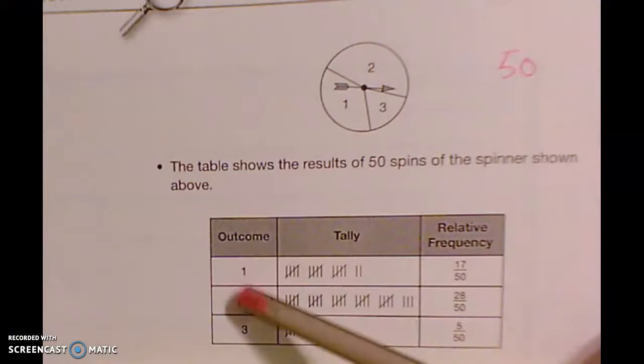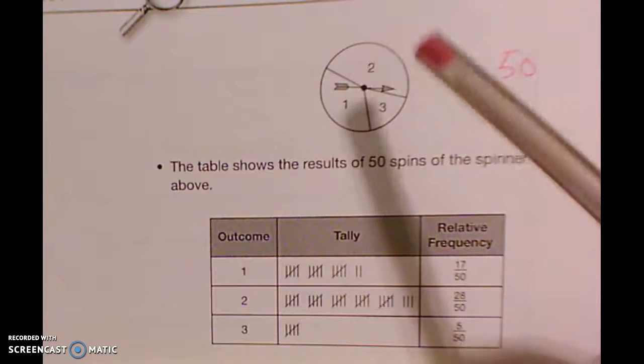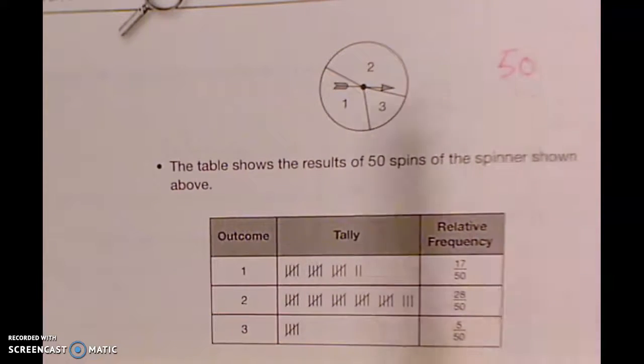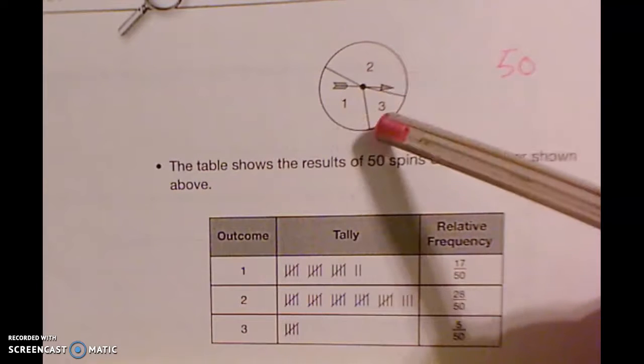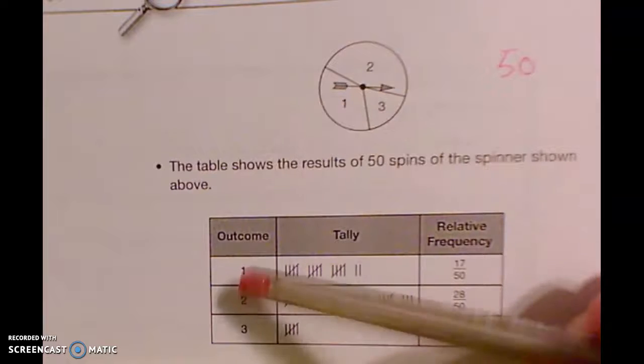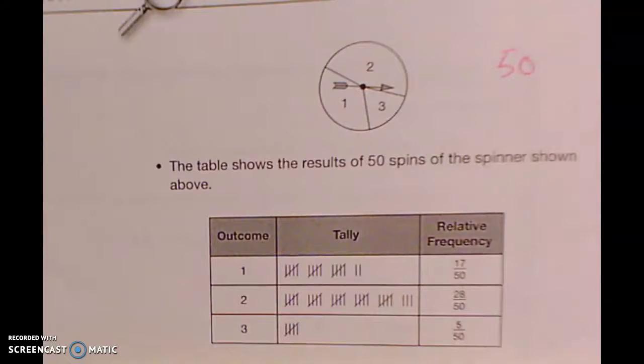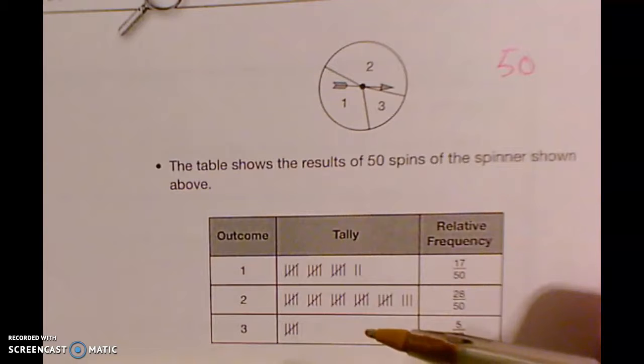I have my outcomes here. If this were labeled A, B, C, I would put A, B, C. Or if it was Z, K, and B, that's what my outcome would be. Whatever each region is labeled, that's your outcome here. I have flicked it and I have spun 50 times, and each time I have written down my tally mark.